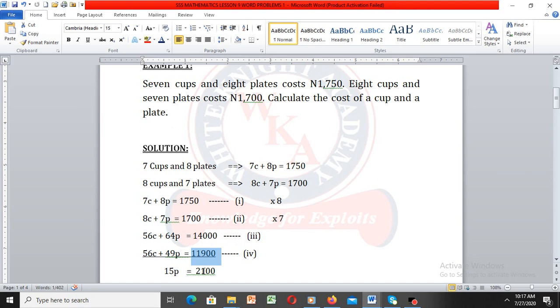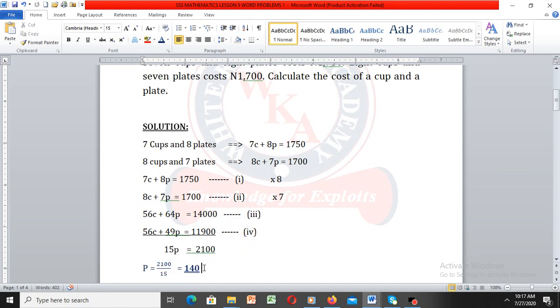Then we go ahead and subtract. We say equation 3 minus equation 4. 56C minus 56C cancels out. Then 64P minus 49P will give us 15P. Then also 14,000 minus 11,900 will be equal to 2,100. Then we go ahead to divide both sides by 15. P becomes 2,100 over 15, and that will be equal to 140.